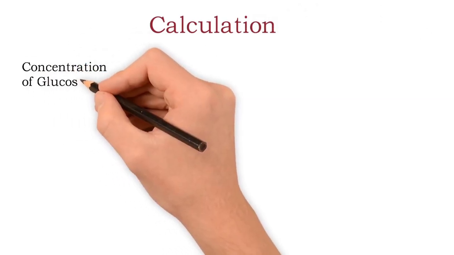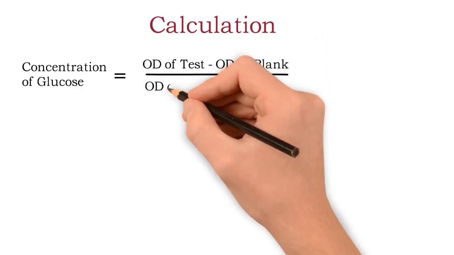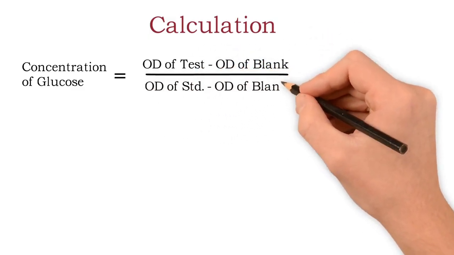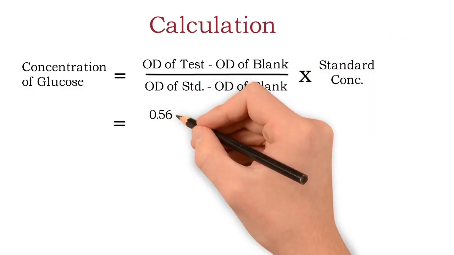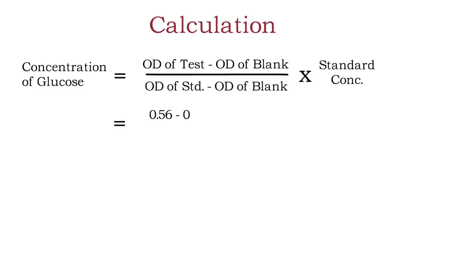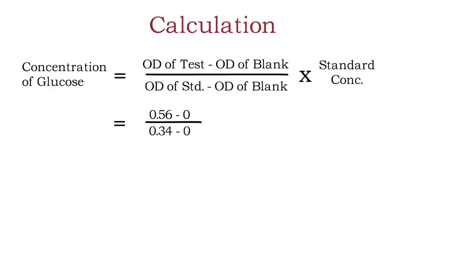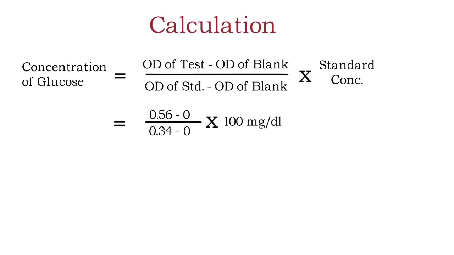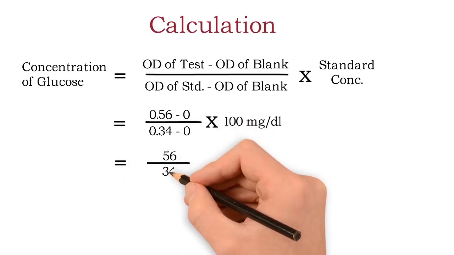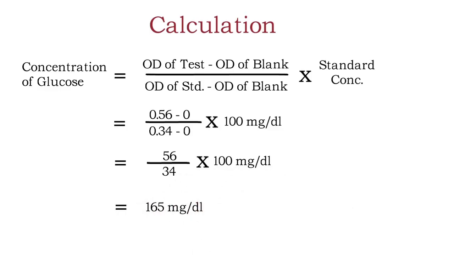Now we will see the calculation. Formula for the estimation is concentration of glucose equals OD of test minus OD of blank upon OD of standard minus OD of blank into standard concentration. OD of test is 0.56, OD of blank is 0, OD of standard is 0.34 and blank is 0. Then standard concentration is 100 mg per deciliter. So 56 divided by 34 into 100 mg per deciliter. So our result of plasma glucose is around 165 mg per deciliter.